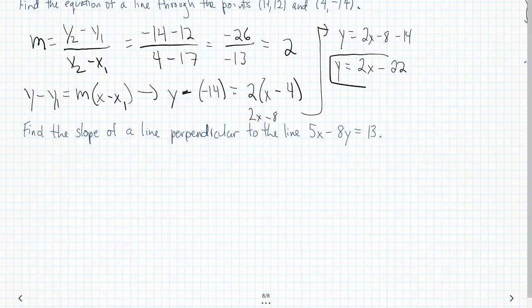And notice I really didn't have to plug in and do some major multiplication other than multiplying the slope times each of those terms on the right-hand side. So hopefully that makes sense on that one. If not, let me know. I'm happy to help.